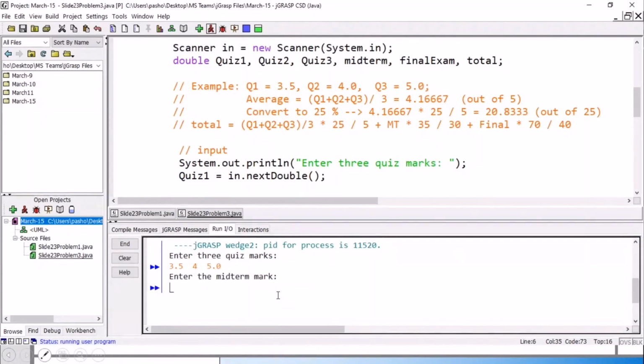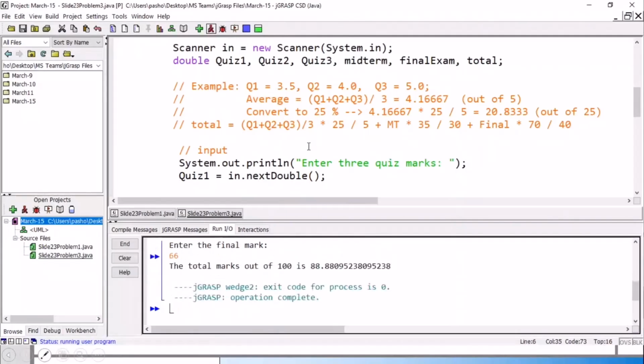Now enter midterm, and for our example, I did not have an example here. Okay, so we will assume out of 30 that it is 26. Enter the final, out of 70, it will be 66. And the total marks out of 100 is 88.